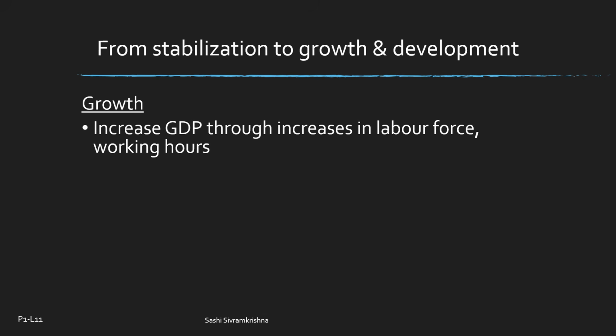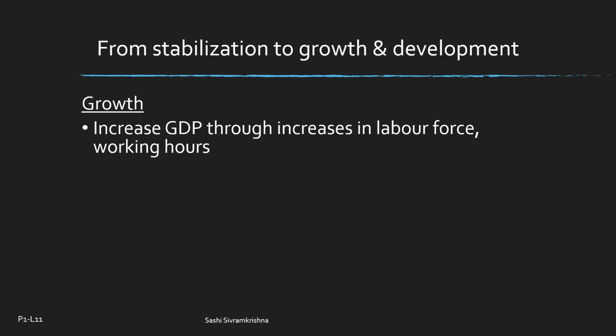But how does the aggregate output increase? One could be through increases in the size of the labor force. So simply more hands at work would ensure that the economy produces a larger output. It could also happen through an increase in the working hours by labor. But this is not the way that we would want an economy to grow, because that might not really improve standards of living when people have to work harder and work more hours.